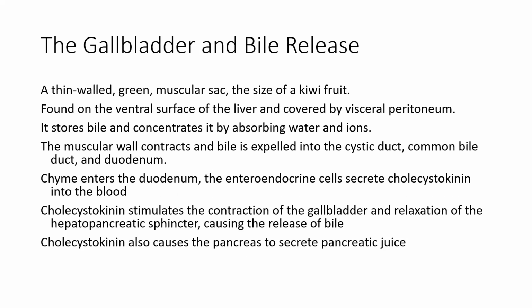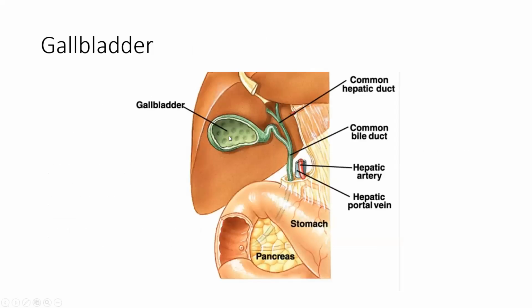Chyme enters the duodenum, and the enteroendocrine cells that are present in the duodenum, just like we had in the stomach, those are localized endocrine cells. They're going to release a hormone called cholecystokinin. Cholecystokinin stimulates the gallbladder to contract and release bile into the duodenum. The cholecystokinin also tells the pancreatic duct to release pancreatic enzymes. So the localized endocrine cells inside the duodenum, when chyme is present, will trigger both the release of bile and pancreatic enzymes. There's the gallbladder again, and you can see where it's going to come in right down here.